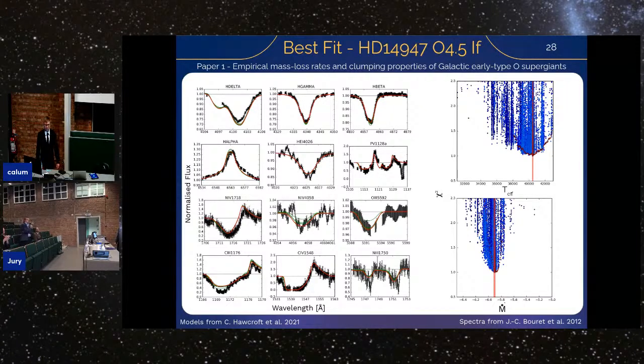Now it's starting to look really good, I must say, from this type of fit.